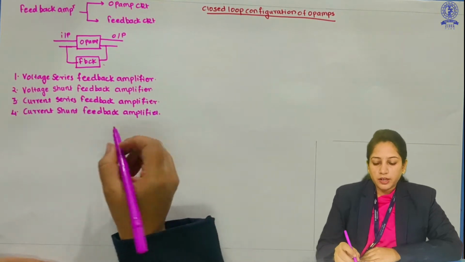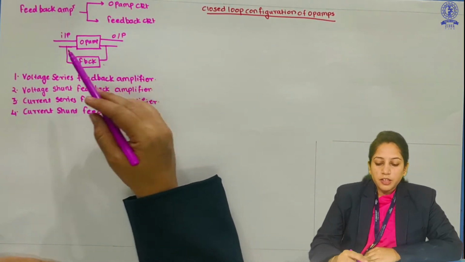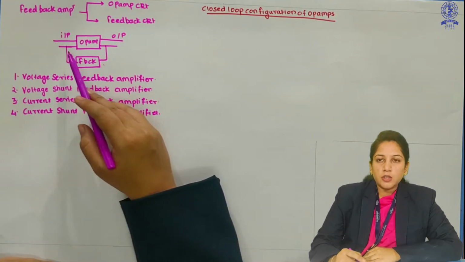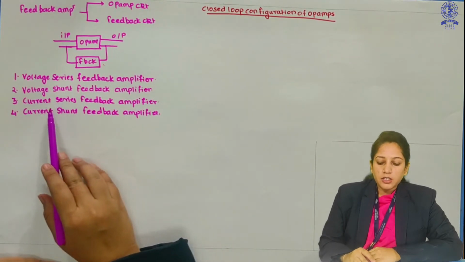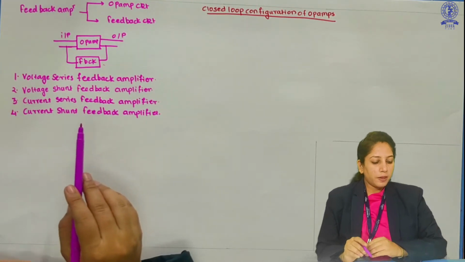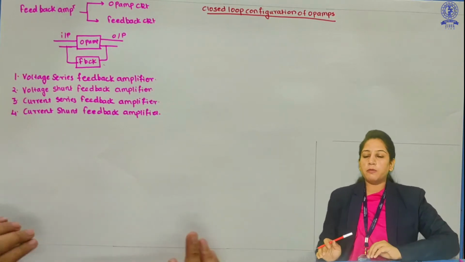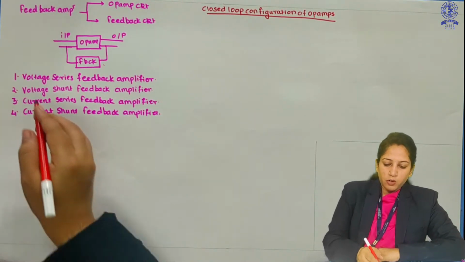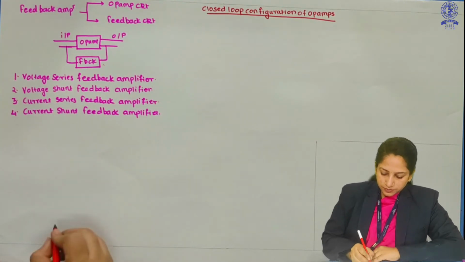As I just told, the output we take as a current or voltage, and we give it to the input of the operational amplifier in series or shunt. Through these connections we have categorized this closed loop configuration into four types. Now we will see them one by one. I will draw the configurations one by one here. For example, first of all I will draw voltage series and voltage shunt.